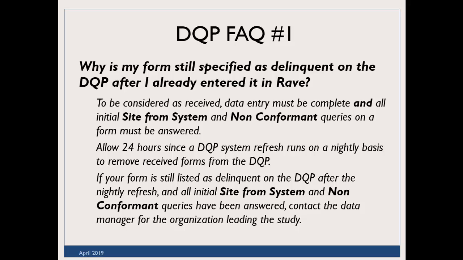So, an example of the DQP FAQs, this is what you'll find on the document that's out at the table: why is my form still specified as delinquent on DQP and I've entered it in Rave? One reason may be that it's not considered a complete form until all those system and non-conformant queries have been answered. So once those are answered, do allow 24 hours for the refresh to occur, and if you still see it and you think there's an issue, then you should be contacting the organization leading the study to follow up with them.